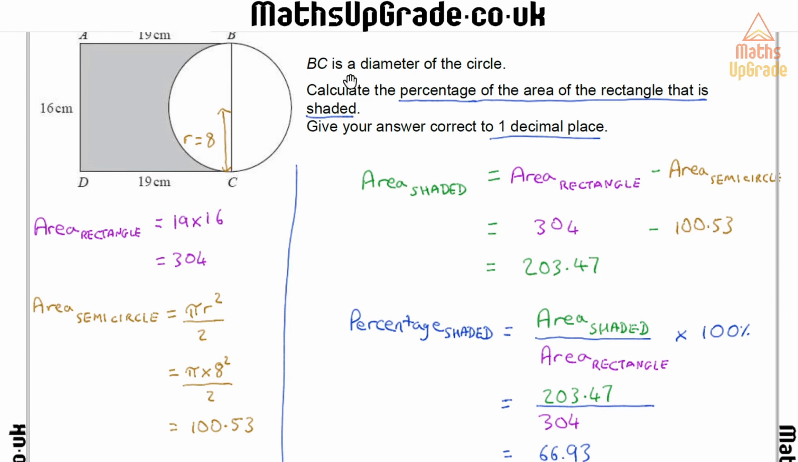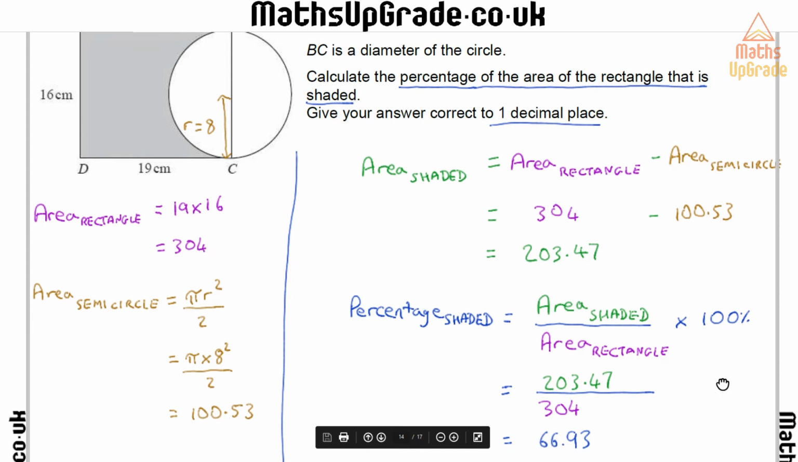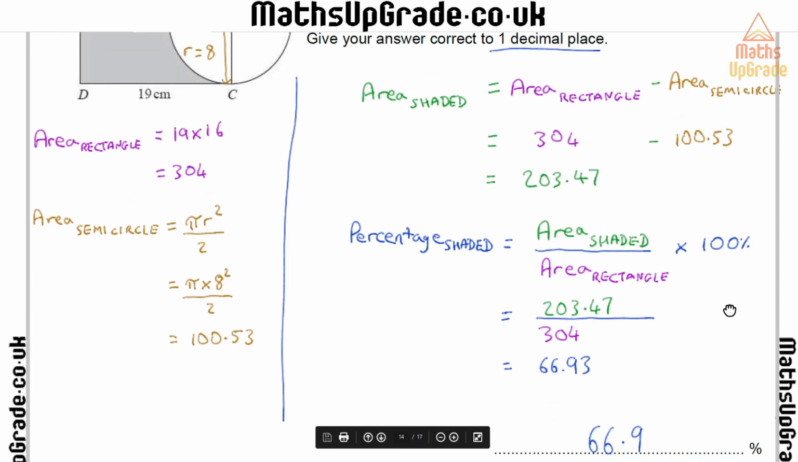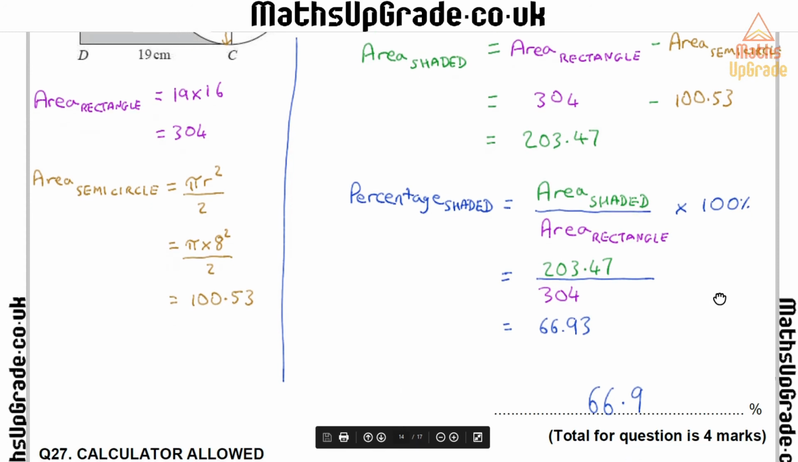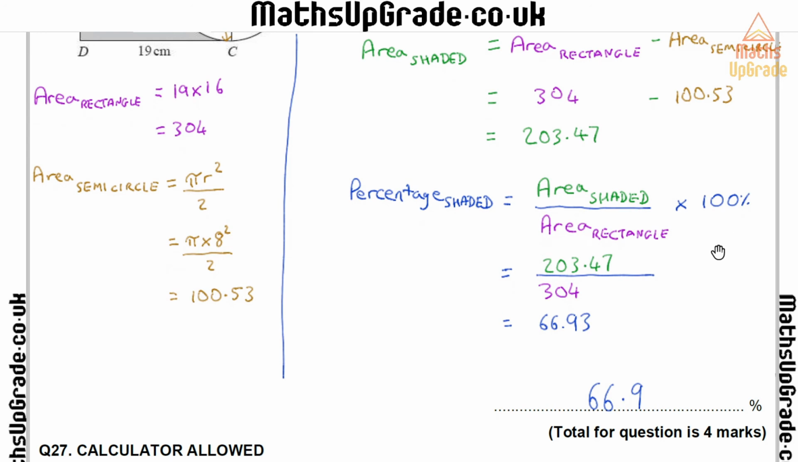Now, I've got to give this as a percentage of the area of the rectangle. So here's the area of the shaded grey part, okay? And if I write that as a fraction of the area of the rectangle, and then multiply by 100, that'll turn it into a percentage. So 203.47 divided by 304 multiplied by 100% will give me 66.93%. But to 1 decimal place would be 66.9. And that question there would be worth 4 marks.